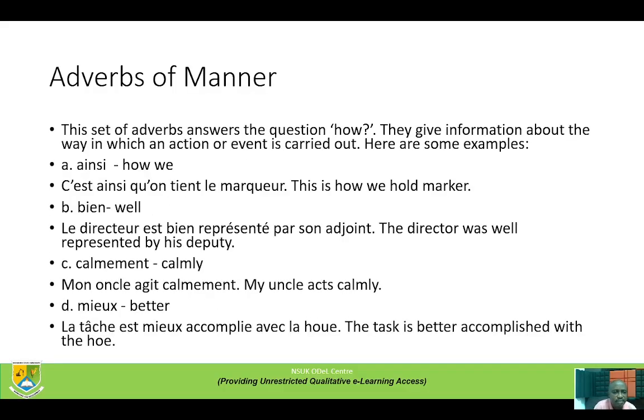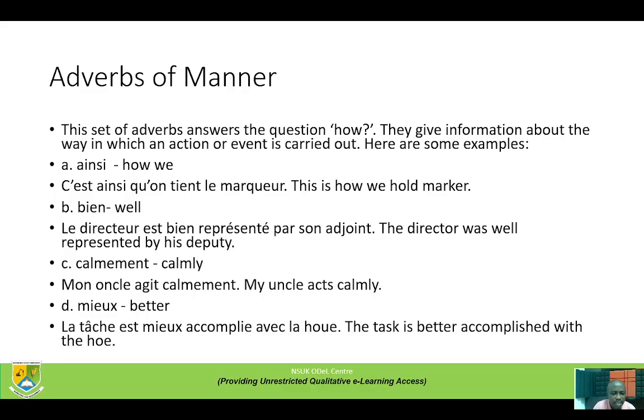Adverbs of manner. This set of adverbs answers the question how. They give information about the way in which an action or event is carried out. Here are some examples. Ainsi, how. C'est ainsi qu'on tient le marqueur. This is how we hold a marker. Bien, well. Le directeur est bien représenté par son adjoint. The director was well represented by his deputy.